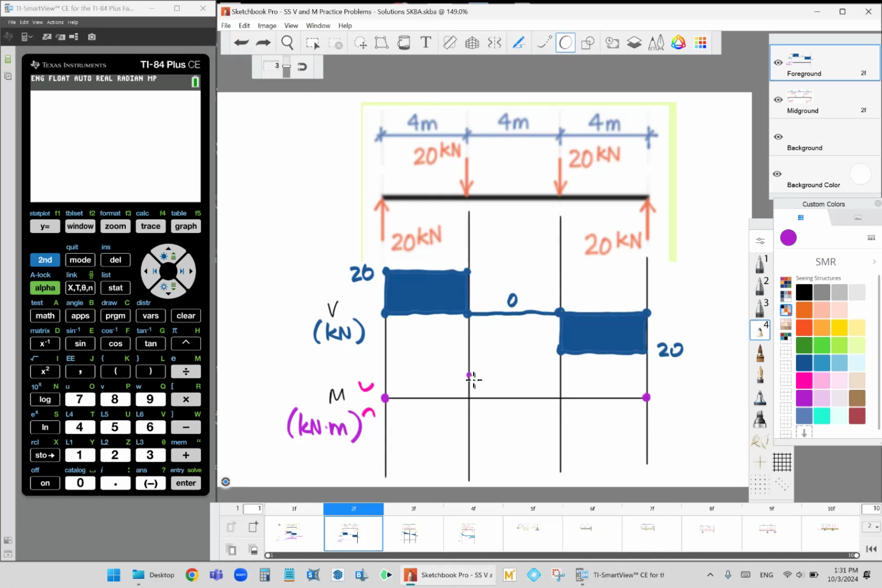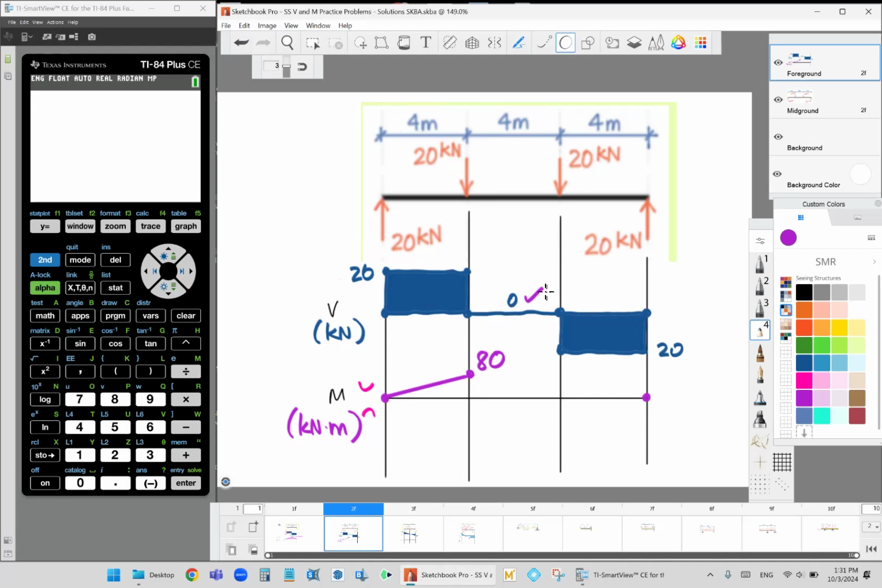I'm going to draw that a little bit smaller just because I know I want to make room for that shear diagram. Okay, so I increased by 20 times 4, area under the curve. That gets us up to 80 kilonewtons times meters. How do I get there? Constant integrates to linear.